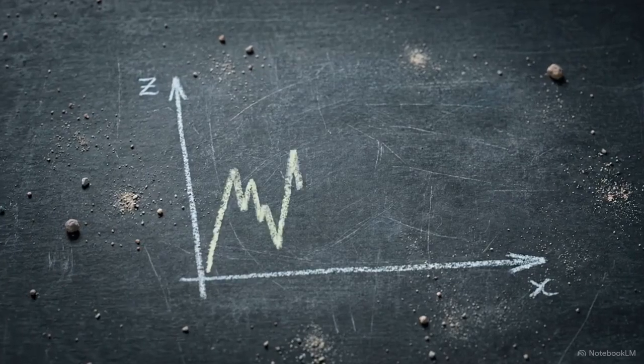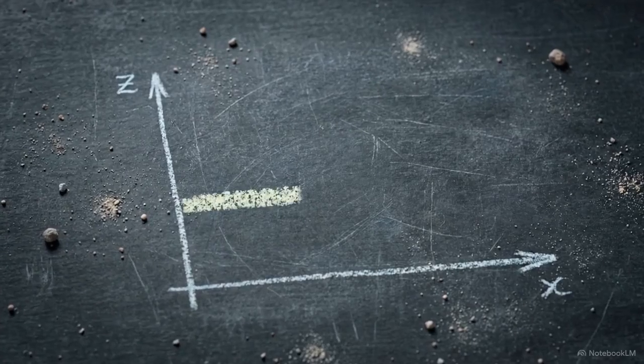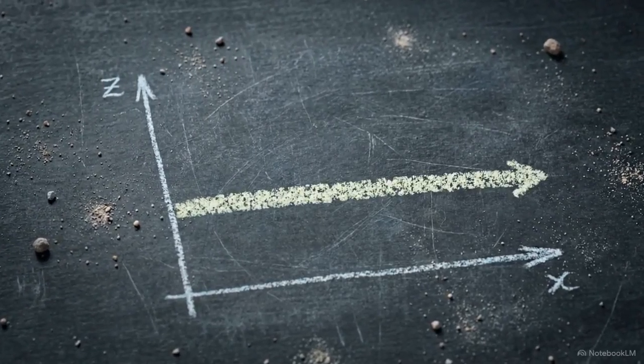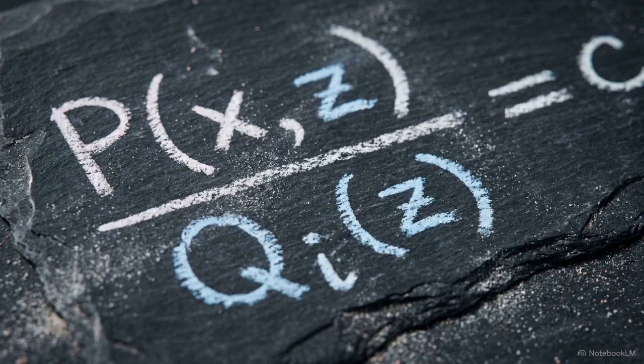Recall the rule proven by Jensen's inequality. To force the inequality to become an equality, the variable sitting inside the function must be a constant. To make our inner fraction a constant with respect to z, we set our arbitrary Qi of z distribution directly proportional to the joint probability of x and z.